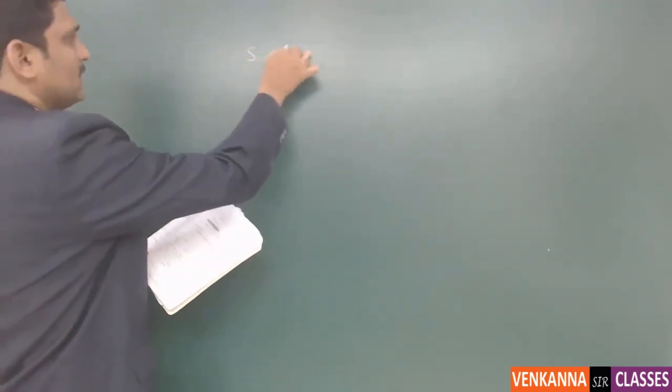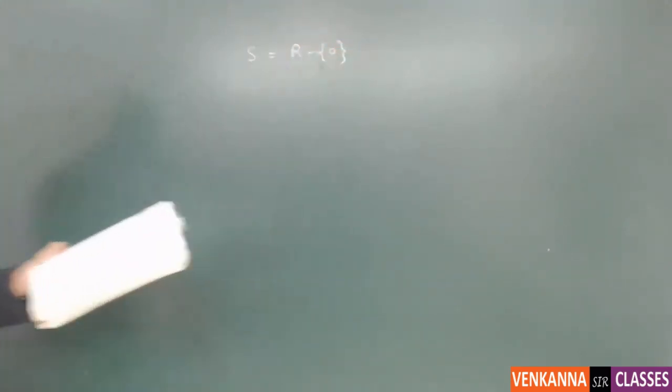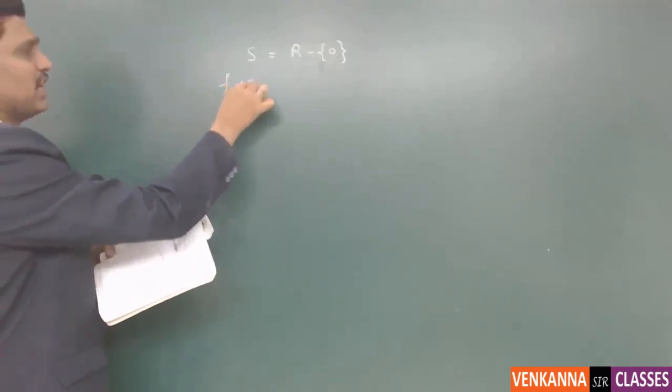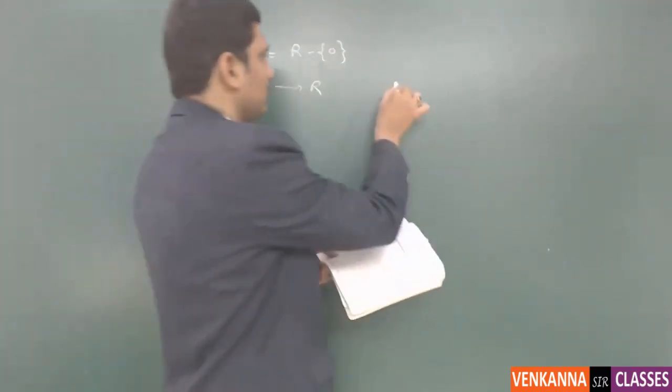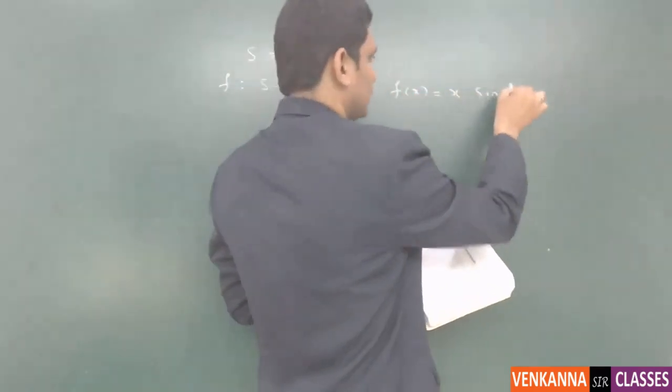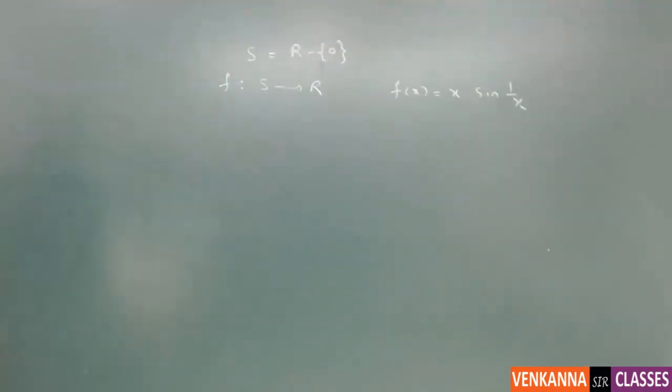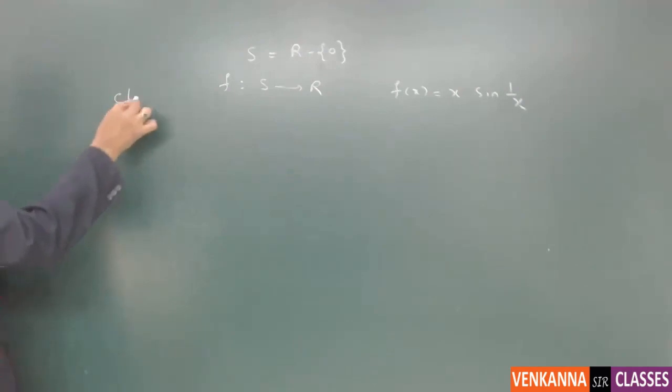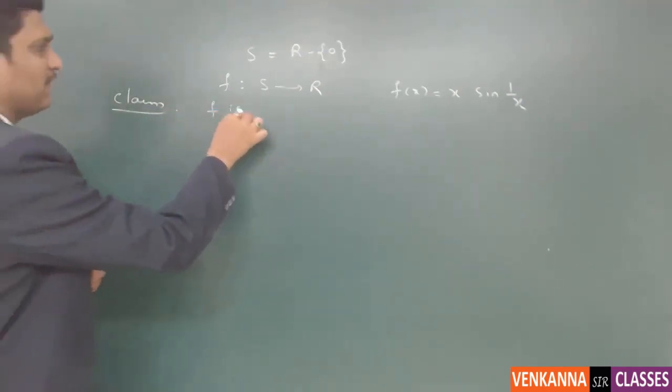So the first problem I wish to take is, just hold on a moment. Here. So let S be equal to R minus singleton 0. The function f from S to R is defined by f of x is equal to x into sine 1 by x. So the claim is f is continuous at 0.